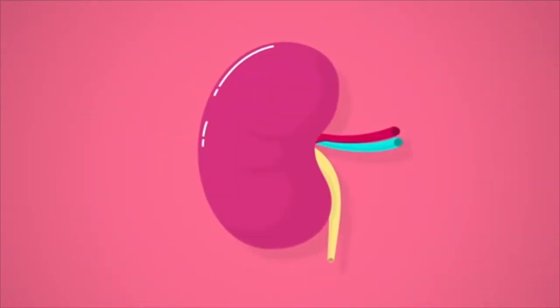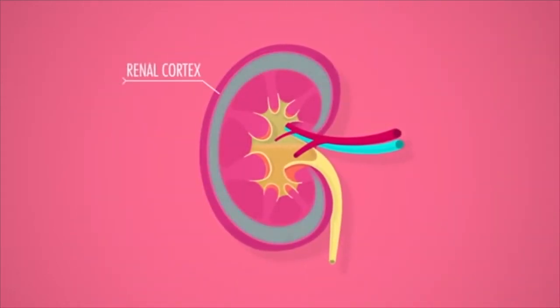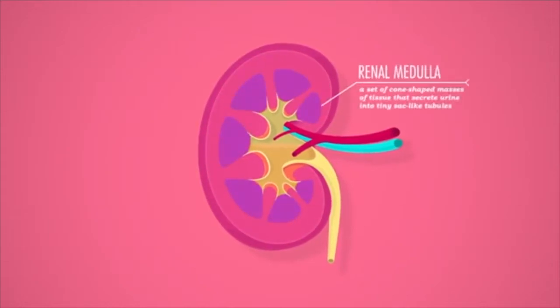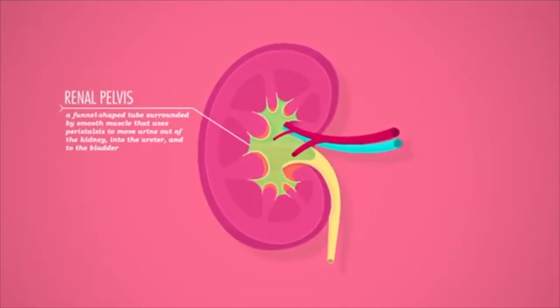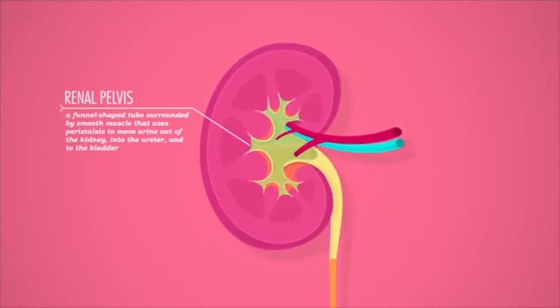Each kidney has 3 distinct layers, beginning with the outermost cortex. Beneath that is the medulla, a set of cone-shaped masses of tissue that secrete urine into tiny sac-like tubules. And finally, the innermost layer is the renal pelvis, a funnel-shaped tube surrounded by smooth muscle that uses peristalsis to move urine out of the kidney into the ureter and into the bladder.